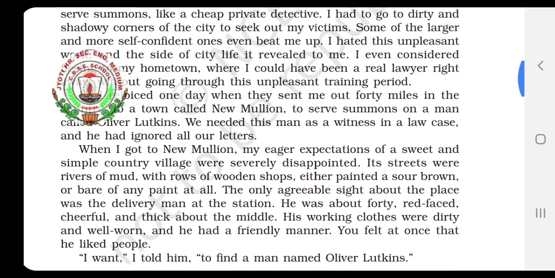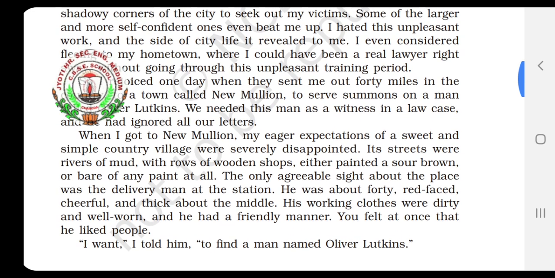So now, here is the description of that place, New Mullion, a town, a countryside place. When the narrator reached New Mullion, he was expecting a lot. He was eager to see a sweet and simple countryside. He thought that it's a village, so it might be a simple and calm place. But when he reached that place, he was greatly disappointed. Why? What was the reason?